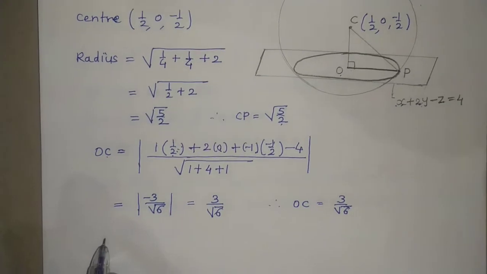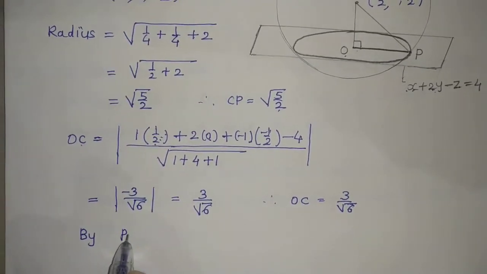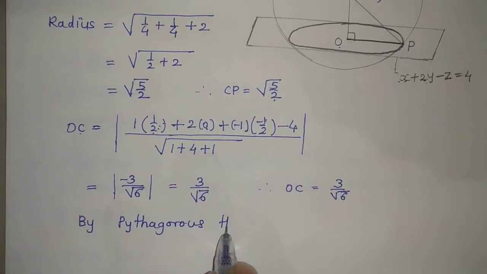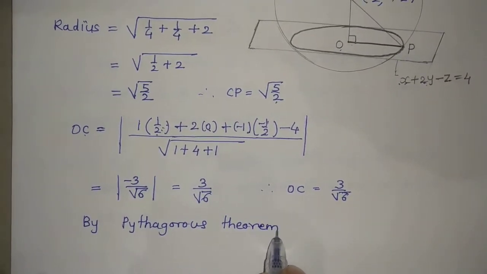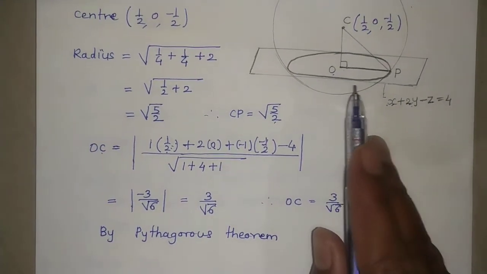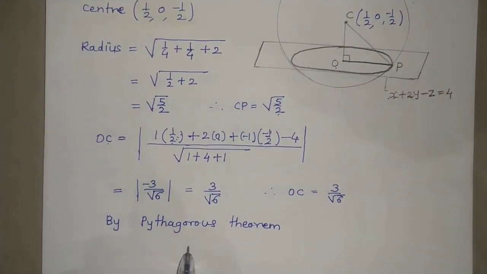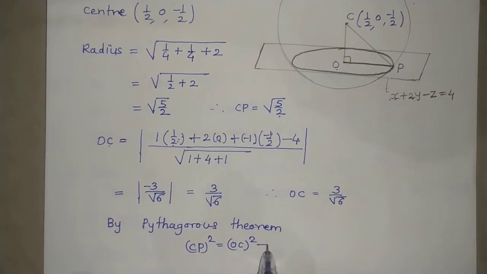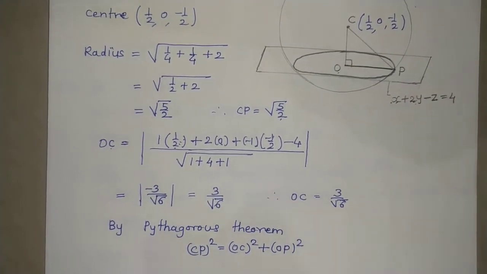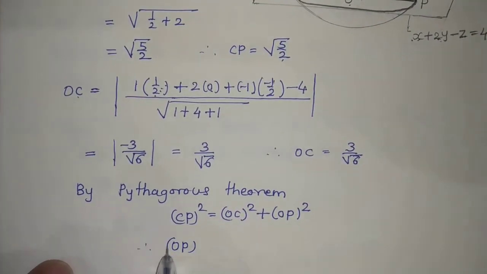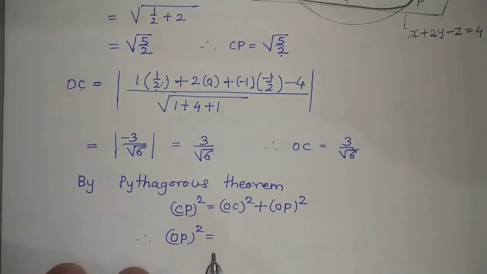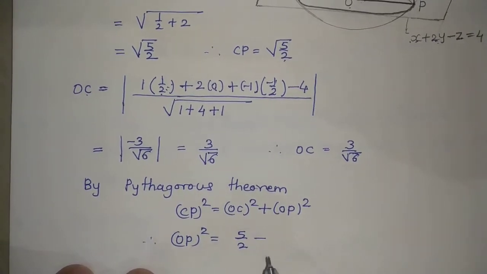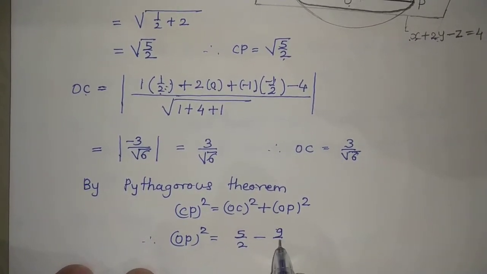Now let us calculate OP. So by Pythagoras theorem, in this right angle triangle COP, CP² = OC² + OP². Therefore OP² is equal to CP². Now what is CP? Root 5/2. So the square is 5/2 minus OC², that is 9/6.